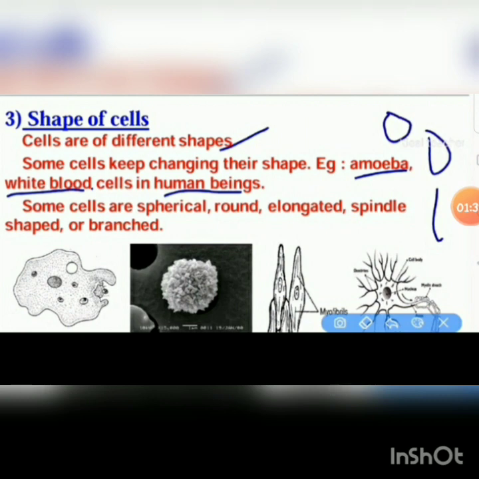Shapes of cells. Cells are of different shapes. Some cells keep changing their shape. Example, amoeba and white blood cells in human beings. So they keep on changing their shape. Some cells are spherical, round, elongated, spindle-shaped or branched. So can you see some are spindle and elongated shape.